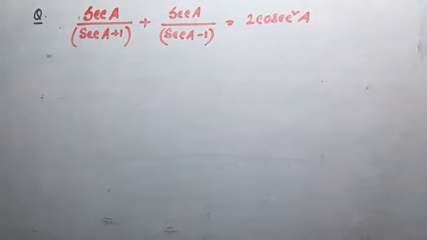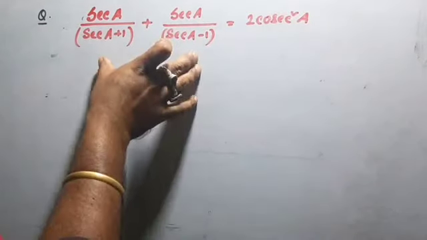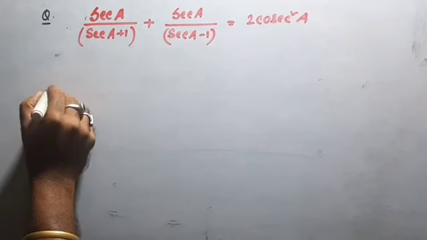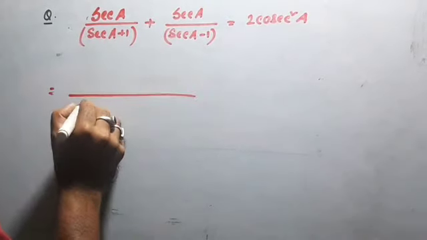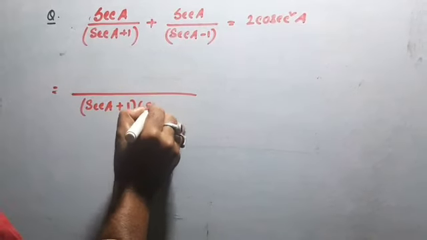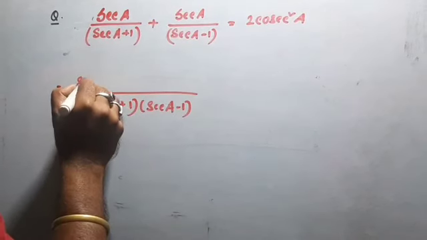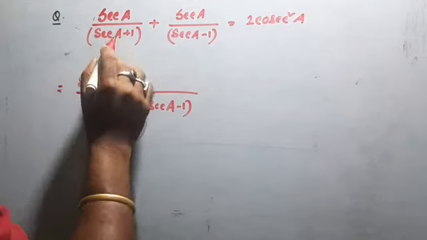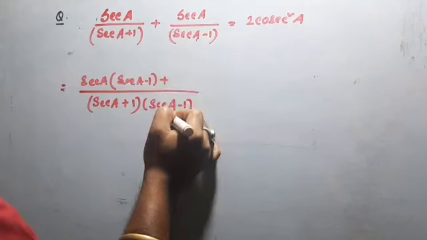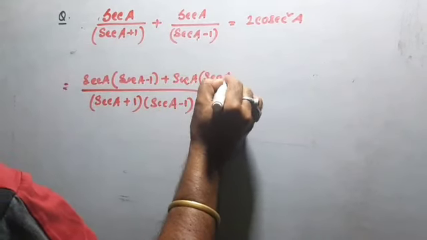So one more question, sec a by sec a plus 1 plus sec a by sec a minus 1. So this is your LHS. So you take LHS, then you take LCM. So LCM is sec a plus 1 and sec a minus 1. So here sec a minus 1 plus here sec a cancel, so sec a plus 1.